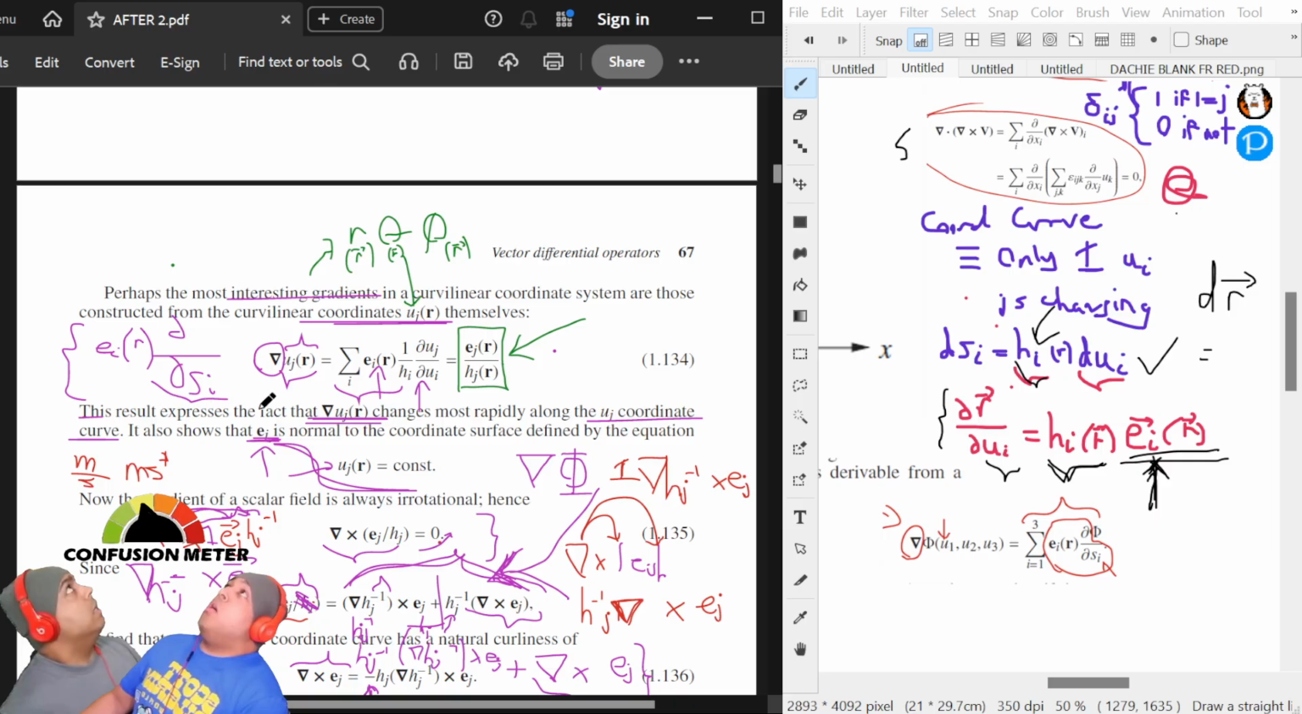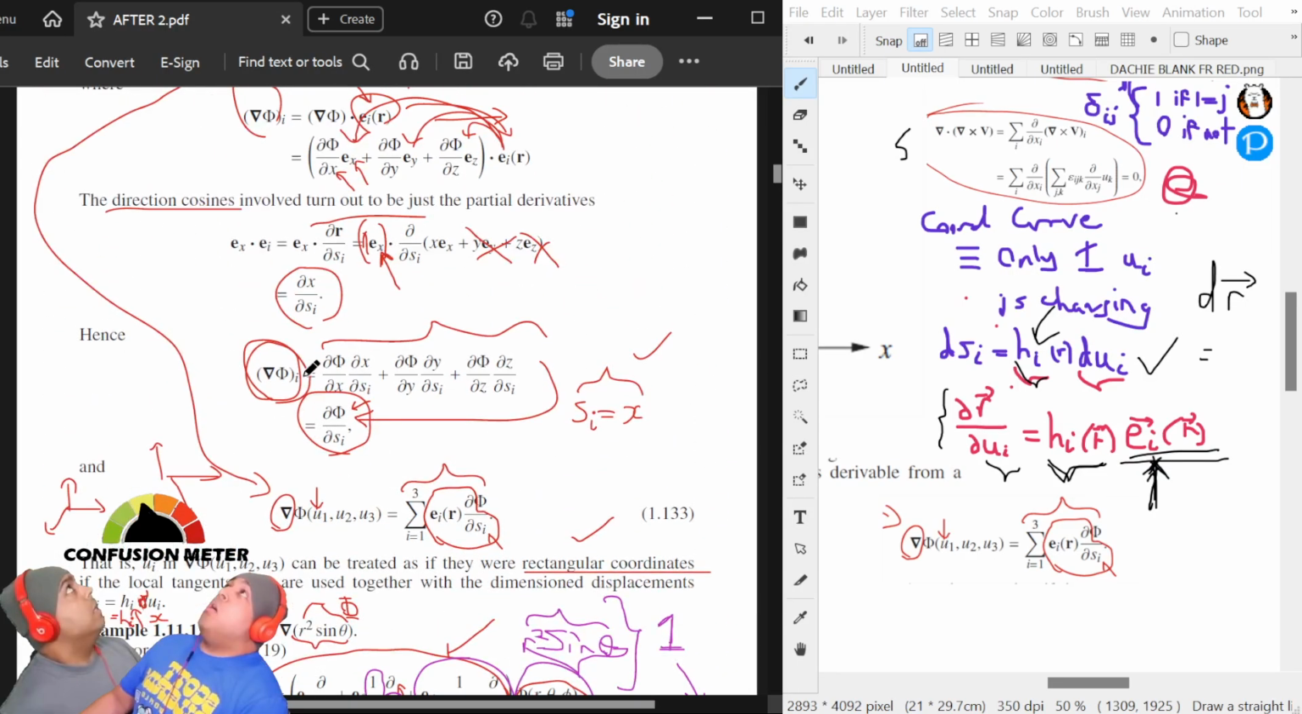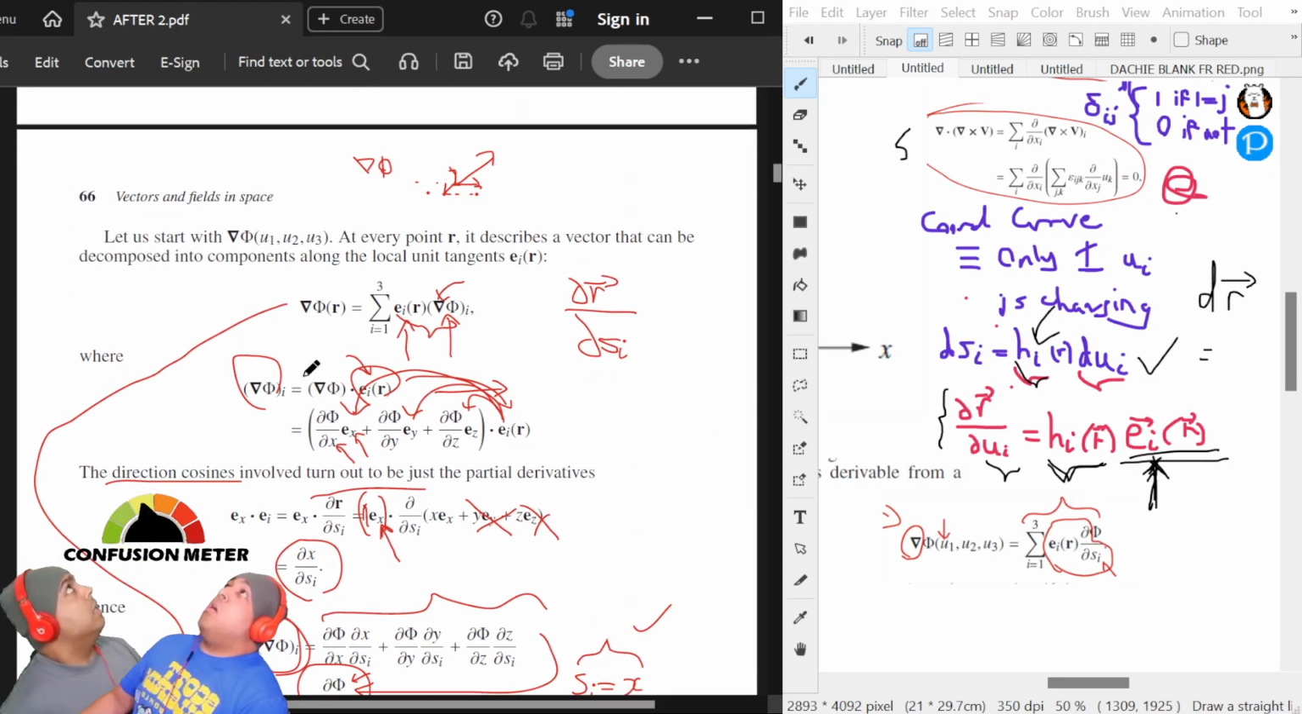This result expresses the fact... I don't think they're going to explain this, so I need to look into this more. The gradient is e_i del s_i. Maybe the confusion stems all the way back here where we're using x's and y's and z's. Every point can be decomposed into tangents.